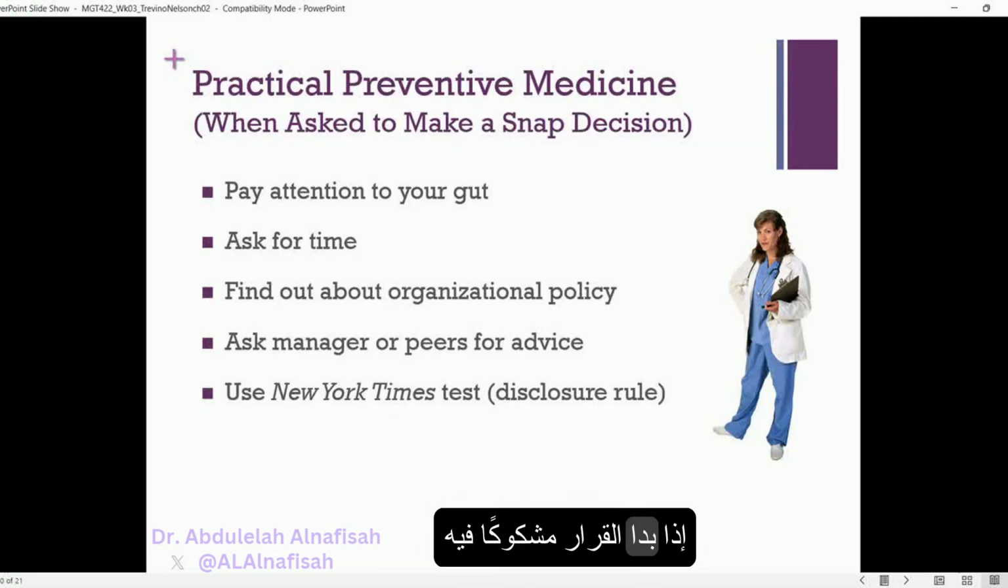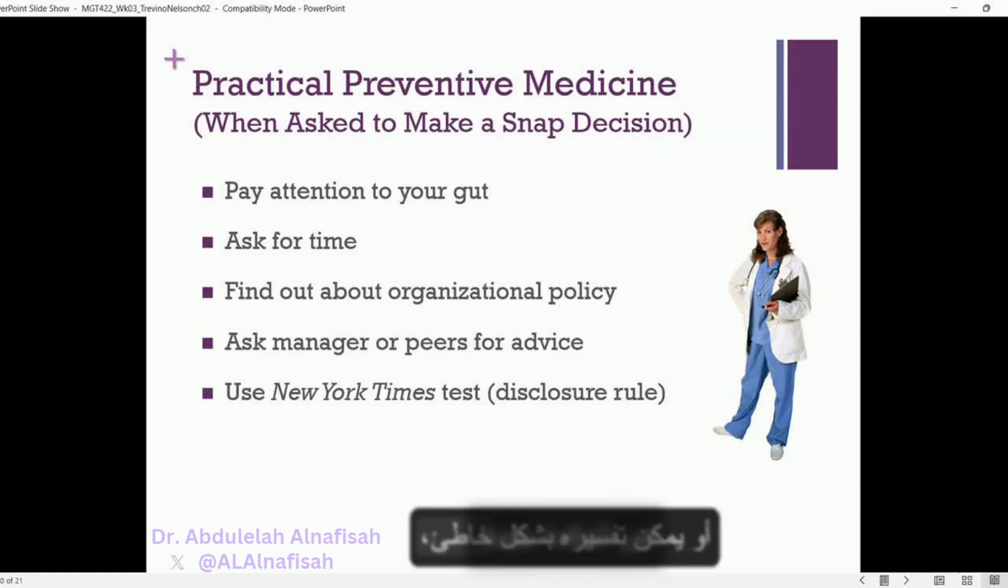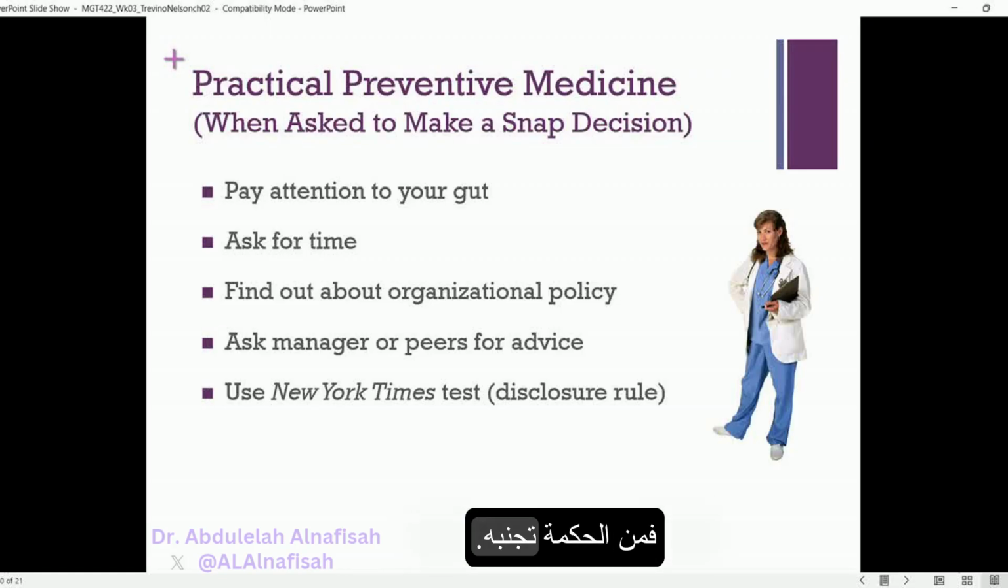Ultimately, if a decision seems questionable or could be misinterpreted, it's wise to avoid it. Listening to your gut and adhering to ethical standards will help maintain integrity in your professional decisions.